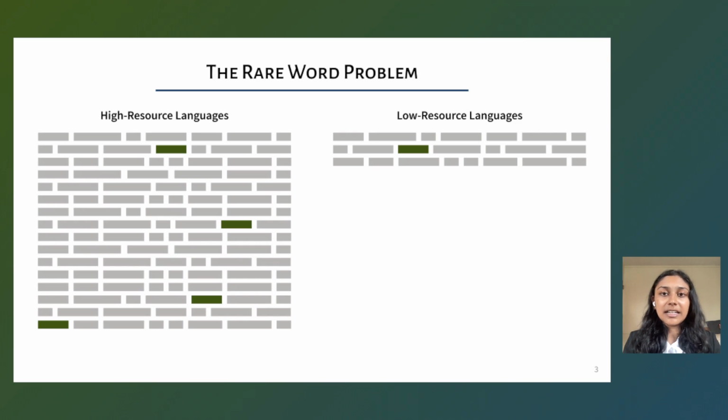Because we're trying to fit to the data, the model naturally focuses on being more accurate on words it sees more often. For high resource languages like English, this isn't a problem because even rare words appear many times in the training data. However, for low resource languages or languages without a lot of available data, rare words may only be seen once or twice, leading to poor recall.